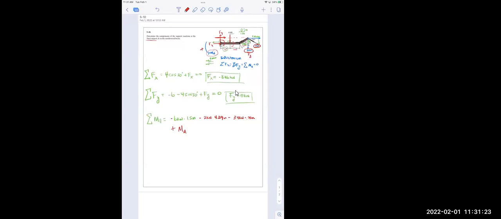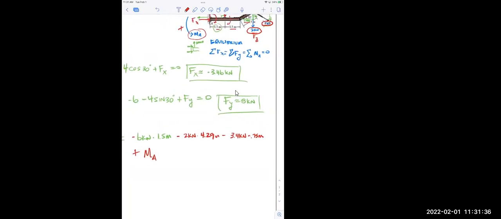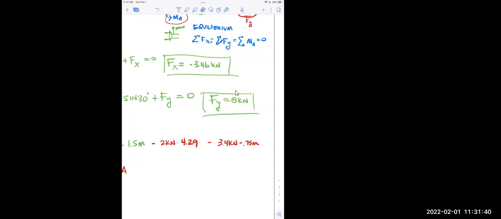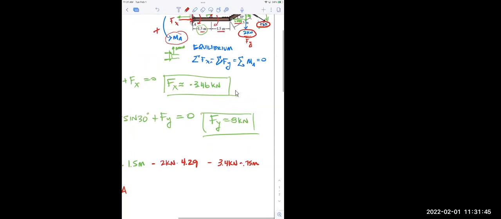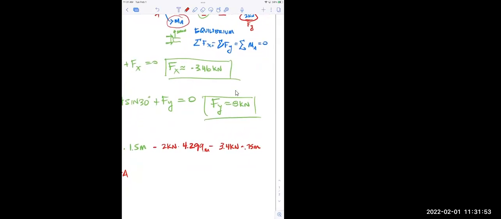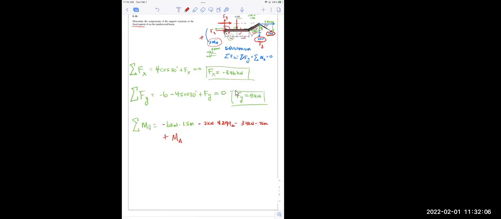So if I add all of those negatives to the other side, 6 times 1.5 is 9, plus 2 times 4.299. I'm going to rewrite this a little more accurately. I had that as 1.299. So 2 times 4.299. And then finally, if I add 3.46 times 0.75 to the other side, well, that's pretty darn close to 20. So I didn't need to switch it into meters. I just needed to leave it as kilonewton meters. That's fine. Again, if I look in the back of the book, the answer could be in newton meters. That's fine.